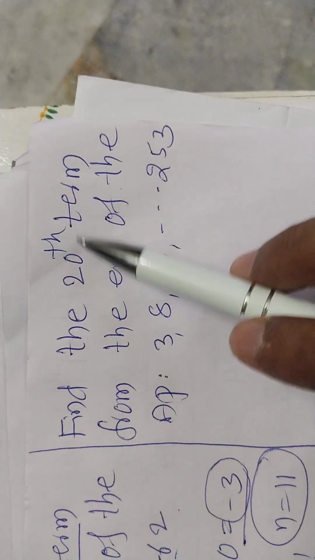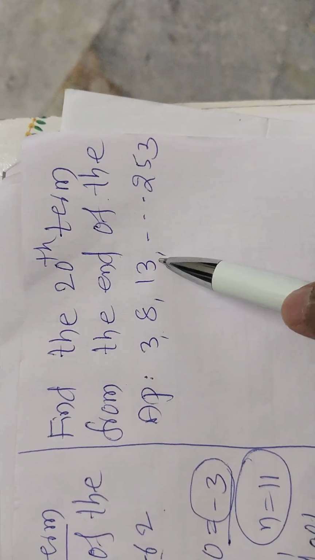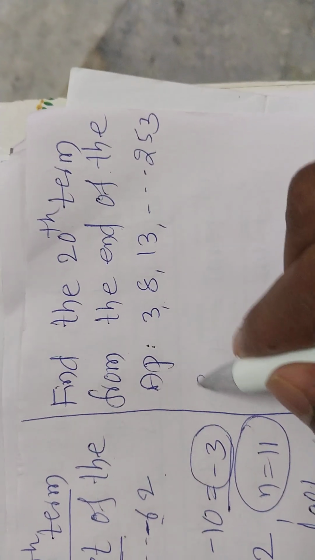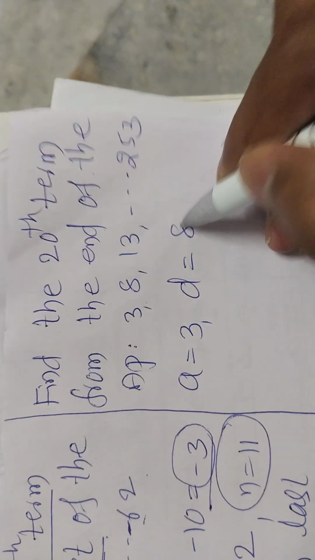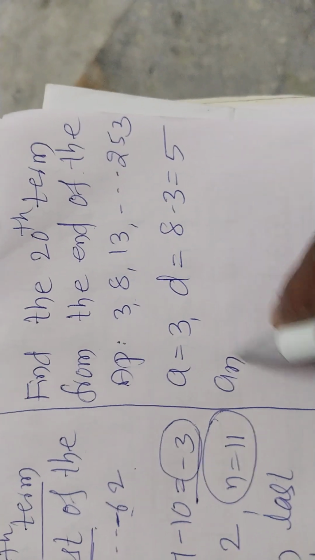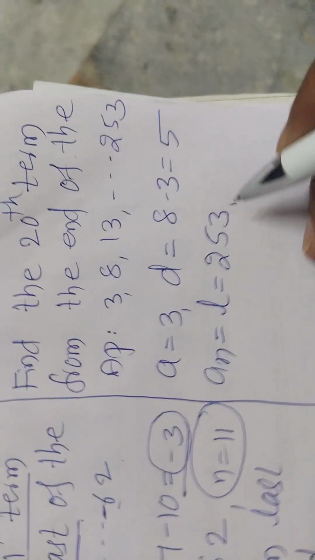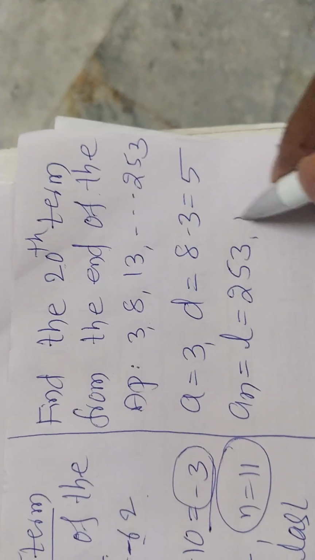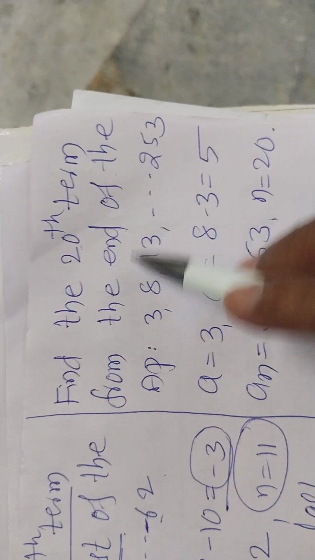Find the 20th term from the end of the AP 3, 8, 13, ..., 253. Same model, let me explain. Here a = 3, d = 8 - 3 = 5. And here a_n = l = 253. And the 20th term means n = 20. So we have to find the 20th term from the end.